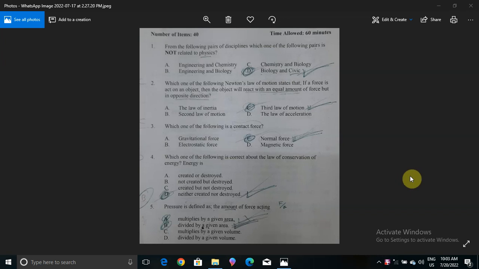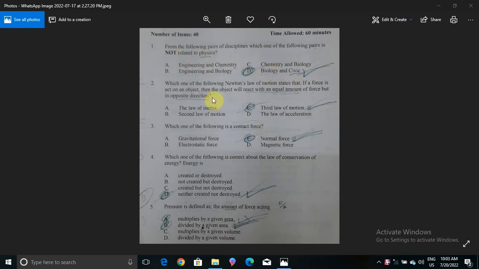Now let's start with the first question in this model. From the following pairs of disciplines, which one of the following pairs is not related to physics? We have here engineering and chemistry, engineering and biology, chemistry and biology, or biology and civics. Here civics is not related to physics and also biology, so that means biology and civics is the correct answer for question number one, which is not related to physics.